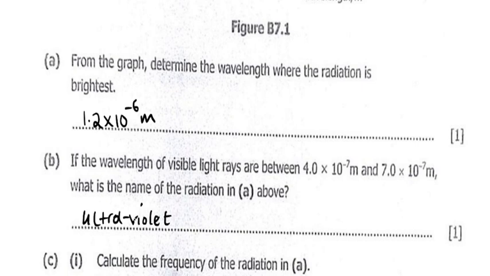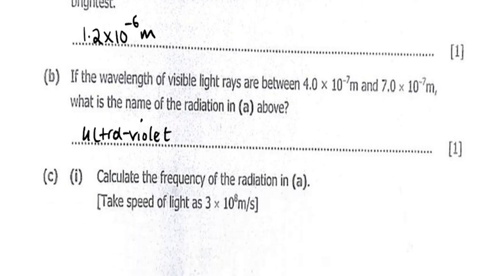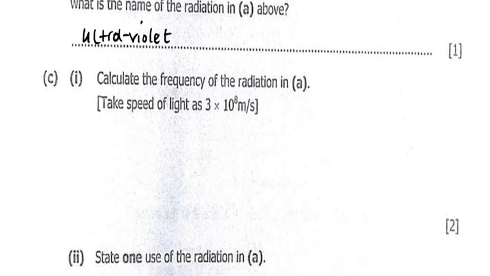So ultraviolet is the answer. UV light. Okay, we go to part C. Calculate the frequency of the radiation in part A. Now remember, in part A we found the wavelength to be 1.2 times 10 to the power negative 6 meters. So how do we find frequency?